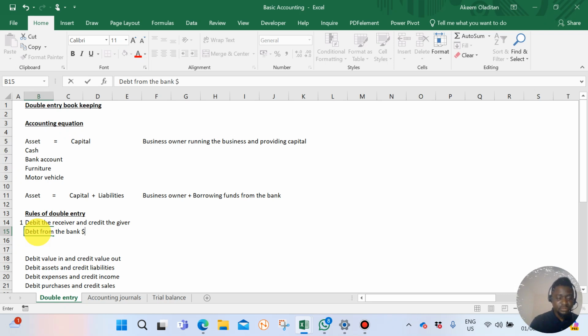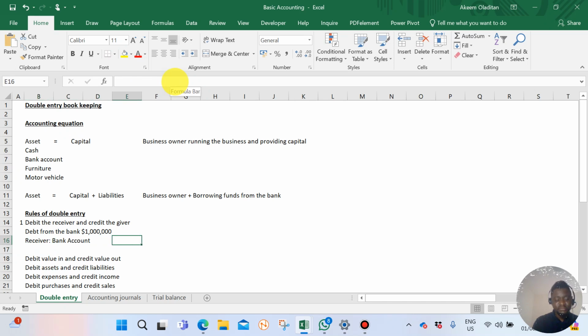This is $1 million. So this debt from the bank, who is the debt? Who is the receiver? Who is the giver? The receiver is the business owner, but the business owner will not write his own name. It will be the money, the $1 million that was received in the bank. So the receiver here is the bank. Yes, I mean bank account. Don't let me use the word bank, because bank account is an asset for the organization.